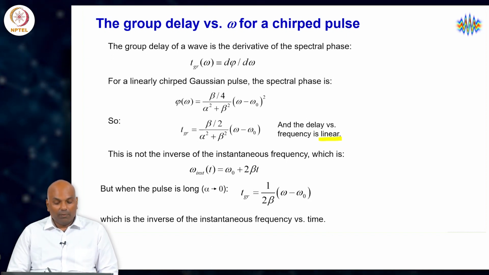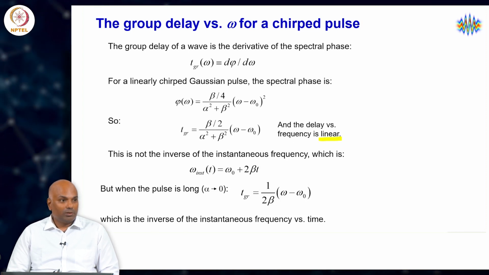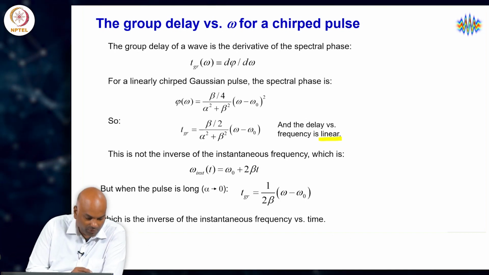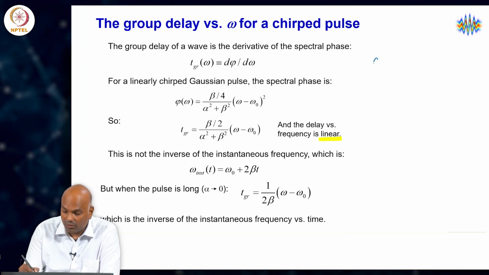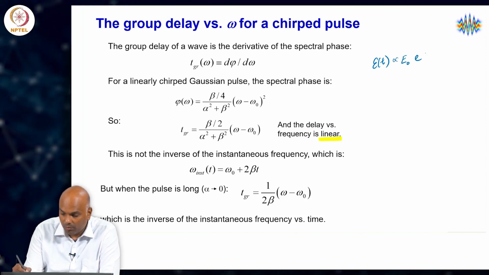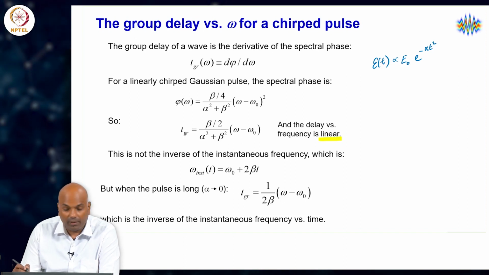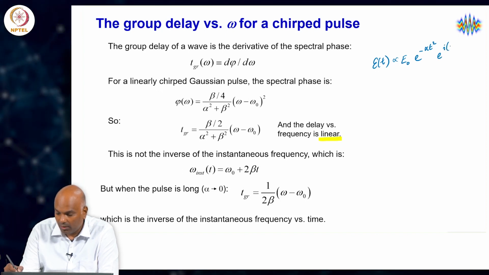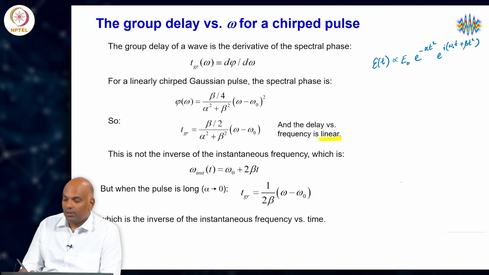However, when the pulse is rather long, that is to say what? This is what we brought about. When we say the pulse is long, what do we actually mean by that? We have some measure of time, some sense of time and frequency scales, right. So, we had E of t proportional to e to the minus alpha t square, times the exponent of i, omega naught t plus beta t square.